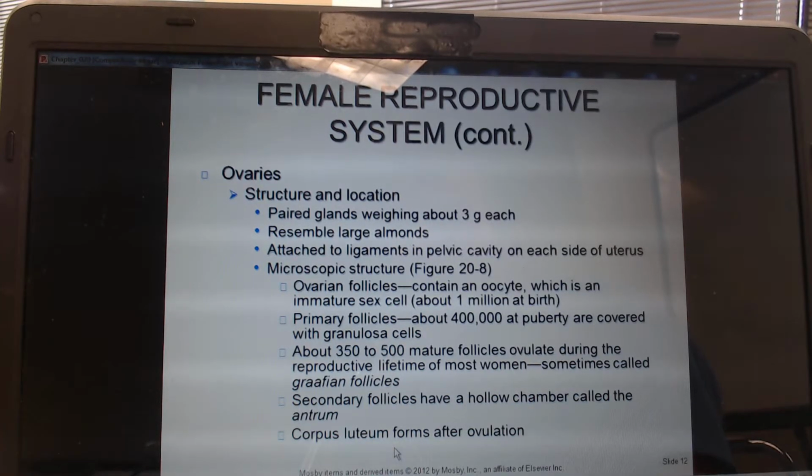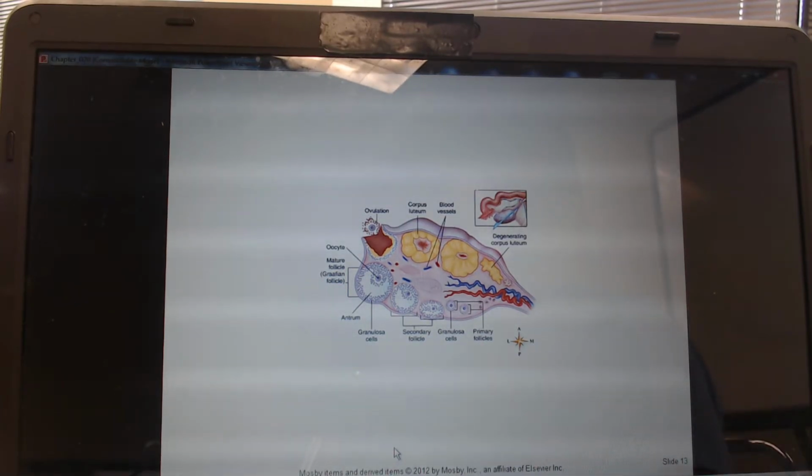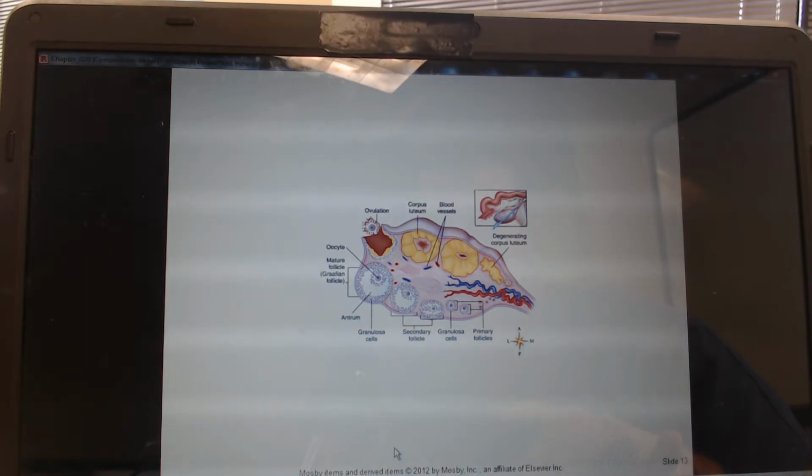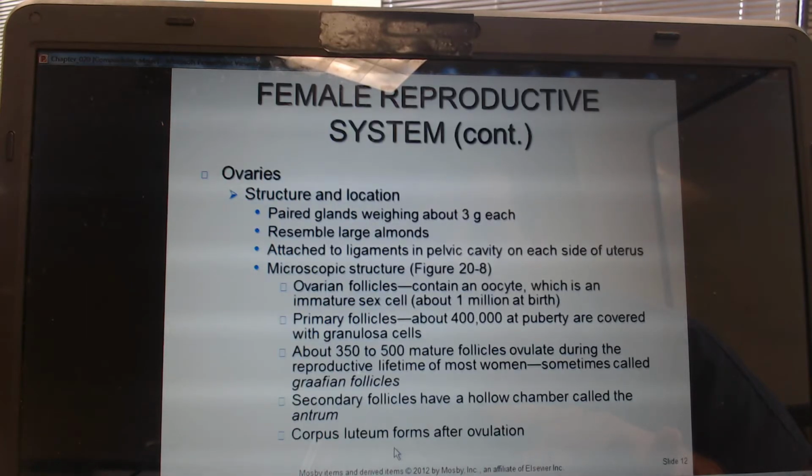The primary follicles that we just talked about, there are about 400,000 of them at puberty that are covered with granulosal cells, and about 350 to 500 will ultimately mature during the reproductive lifetime of most women. When they mature, they are called Graafian follicles, as we showed here. They're going to have about 350 to 400,000 primary follicles to begin with that will ultimately mature into an ovum in a Graafian follicle.